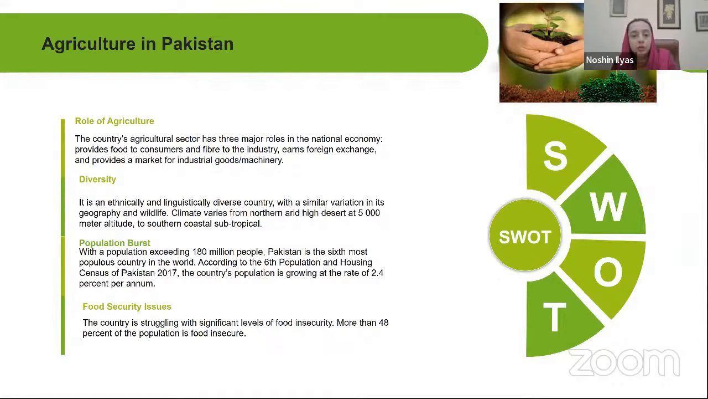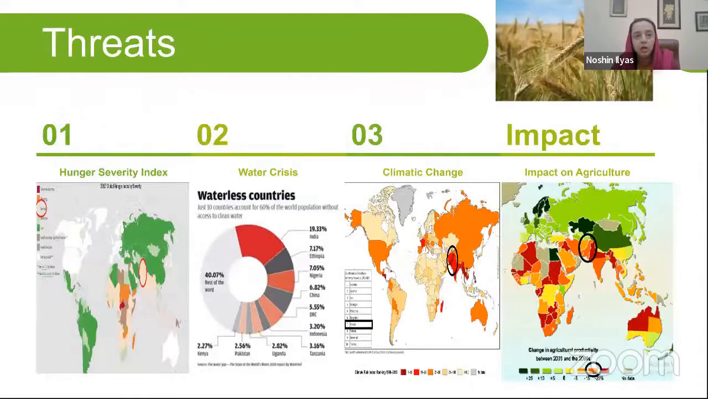We are also one of the most populated countries, the sixth most populous country of the world. So we have a large population to feed, and this population is increasing with every passing day. All this is creating food security issues in our country. This slide is very important because here we are discussing what is happening in Pakistan and what the predictions are. We are supposed to have a hunger severity index, meaning our population is underfed.